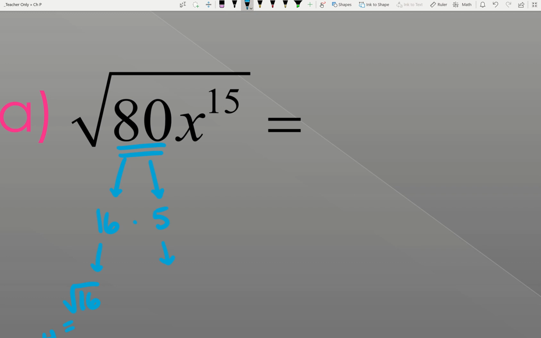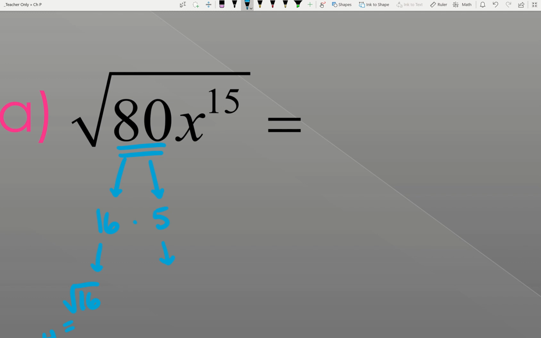Okay, this next part here, the x to the 15th, we could break that up. Remember, the index out here is a 2. Okay, so the easiest way to do this, folks, is to break it up into the largest even power of x you could fit into a 15, and then just say times an extra copy. Okay, so x to the 14th times x would make x to the 15th.